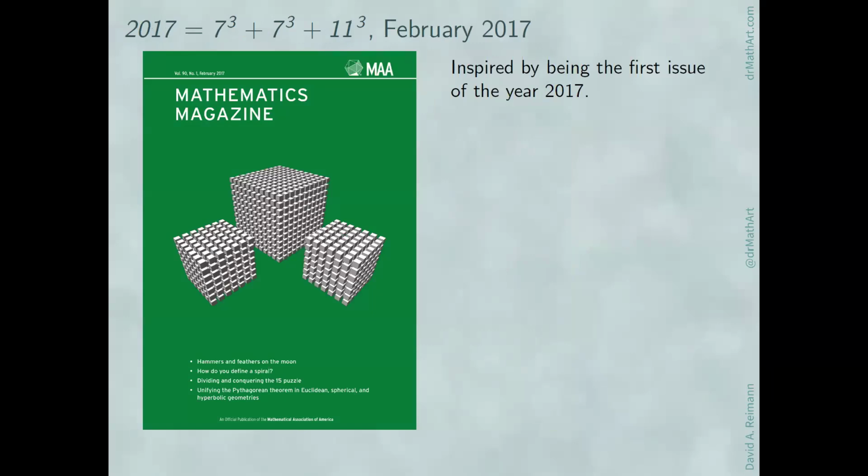I also did this cover art that was 2017 represented as the sum of 3 cubes: 7 cubed plus 7 cubed plus 11 cubed. If you add those up, you get 2017. And that was for the first issue of 2017.